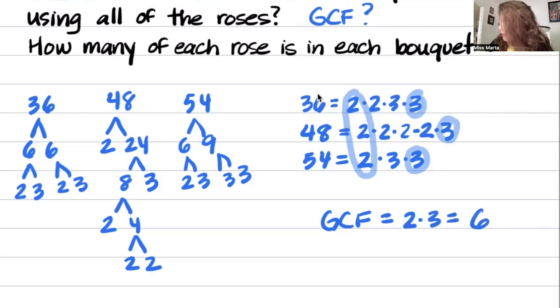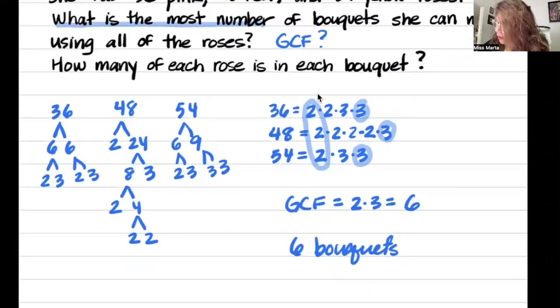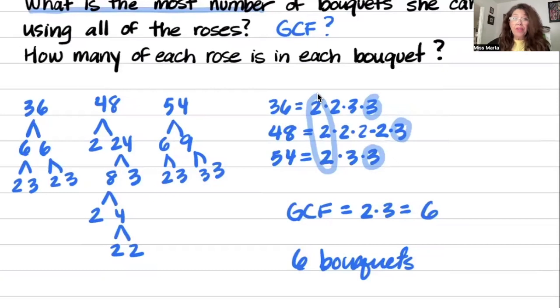We have 6 bouquets. All right, so we're looking for 6 bouquets. I'm trying to get my spelling right. All right, we have 6 bouquets. Now, the next question they're asking us is how many of each rose is in each bouquet?